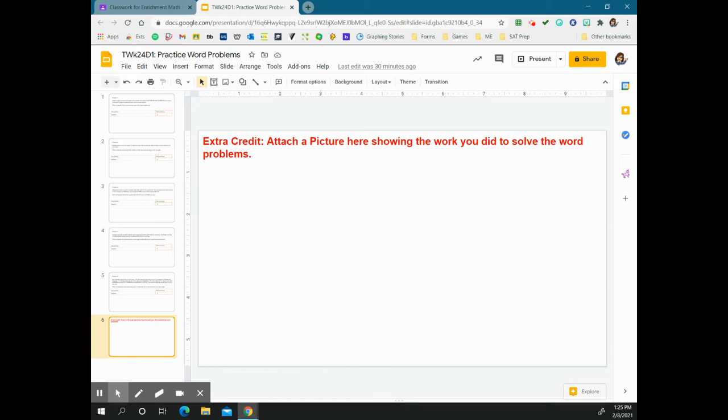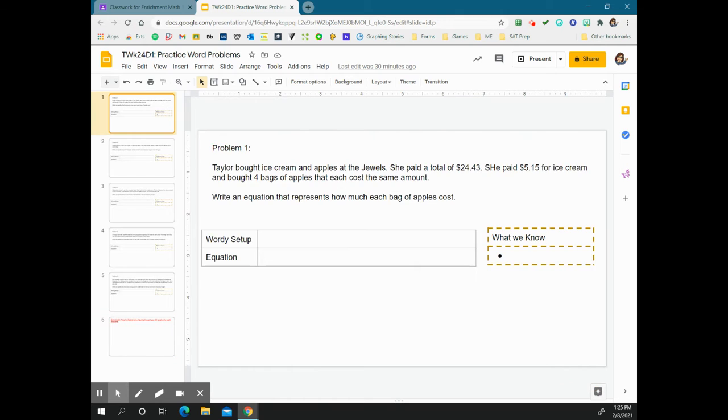And then slide number 6: if you can solve the equation for slides 1 through 3, you can get some extra credit points, but you have to show a picture showing the work you did. You can't just give me an answer.